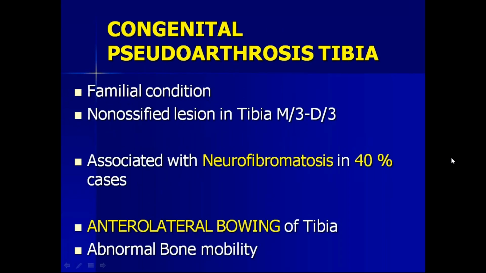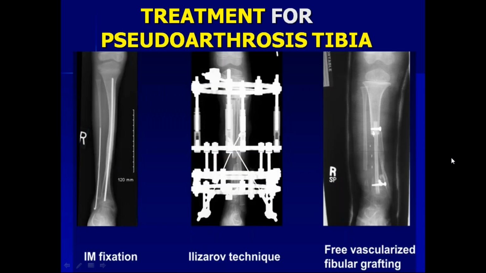This is important. Congenital pseudoarthrosis of tibia. It is a familial condition, a non-ossified lesion in the tibia in the middle and distal one-third. It is associated with neurofibromatosis in 40% of cases. So there is anterolateral bowing of the tibia. Usually the treatment is you have to correct the deformity, you have to remove the pseudoarthrotic part, and Ilizarov is the best treatment for that, and you can do a lengthening also after resection of the pseudoarthrosis.